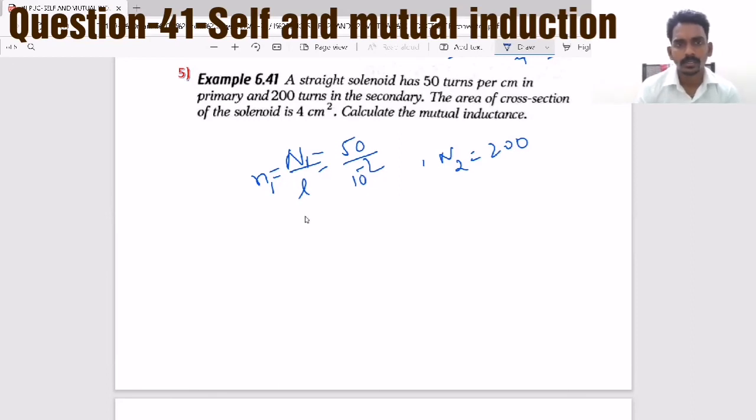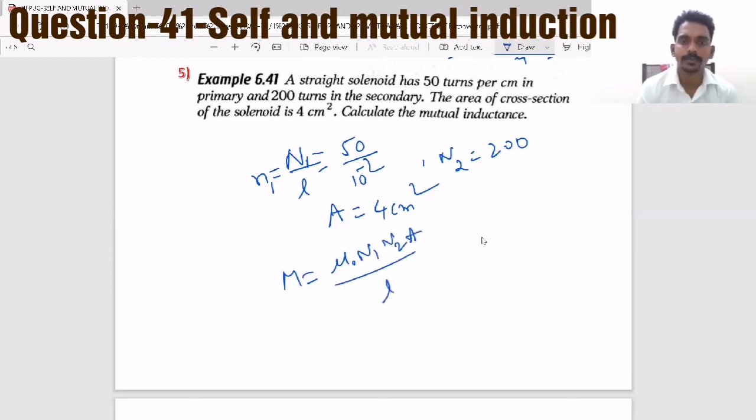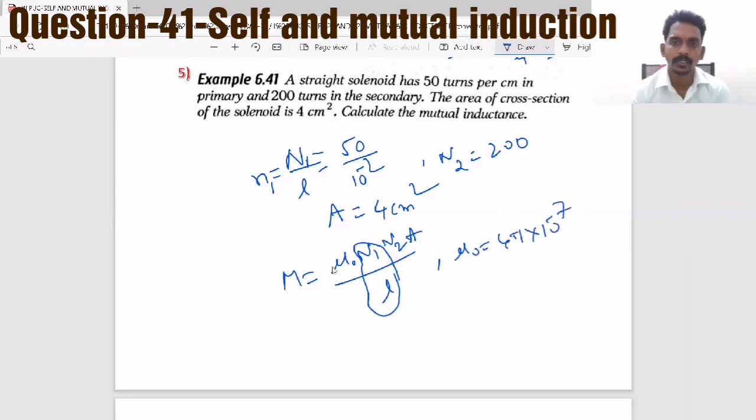Now, the area of the cross section of the solenoid is 4 centimeter square. Calculate the mutual inductance. So what is the mutual inductance formula? Mutual inductance means mu naught N1 N2 A by L. And here the N1 by L value is given. And the mu naught value is 4 pi into 10 power minus 7. And the N2 value is given, the area value is given. So you substitute all the values, then you will get the mutual inductance.